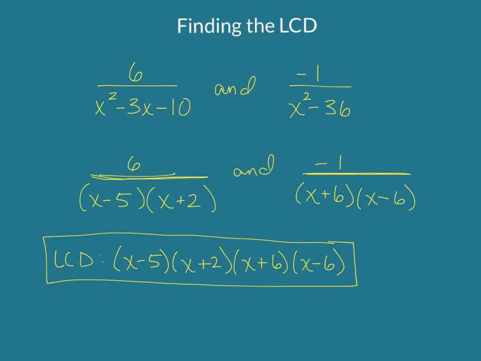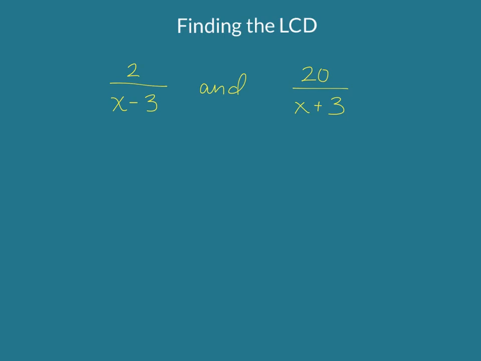Let's take a look at another one. Here our denominators are already factored, so finding the LCD is relatively simple. Here's one factor, x minus 3, here's another, x plus 3, and so our LCD just has to be each one of those.